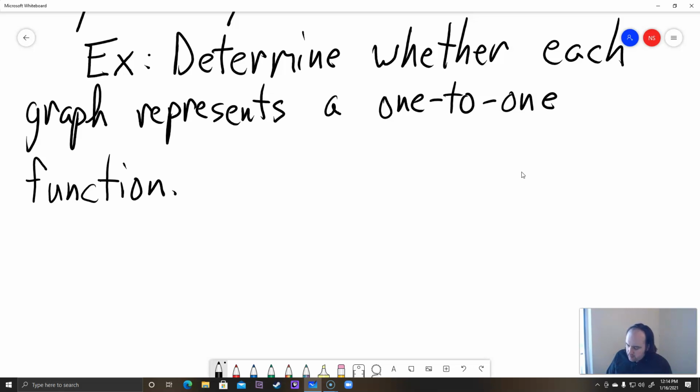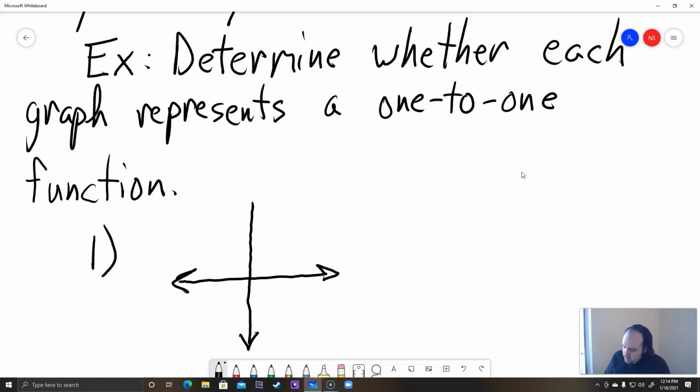For our first example, I'm just going to sketch a graph here. We don't even need to know an equation for this graph. I'm just going to draw a picture for us, and we're going to decide whether that graph represents a one-to-one function. The graph I'm sketching here looks something like x cubed, but it's just a sketch. So we'll say this is f of x equals x cubed.